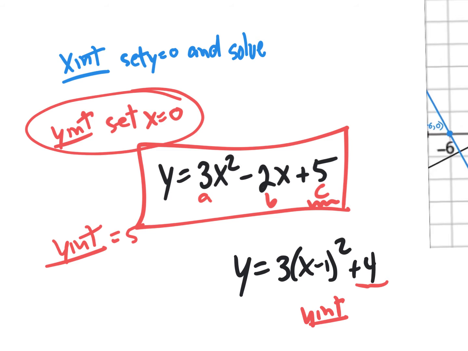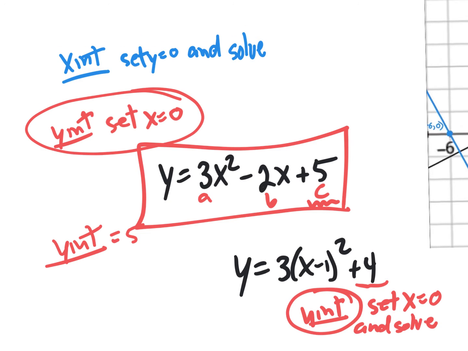So right here, to find this y-intercept, you would actually have to set x equal to 0 and solve. So you'd have to plug in 0 right here. 0 minus 1 is negative 1. Negative 1 squared is positive 1. Positive 1 times 3 is 3. 3 plus 4 is 7. So the y-intercept would be at the location 0, 7.